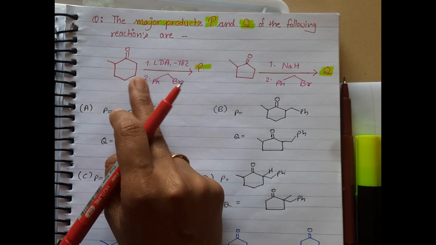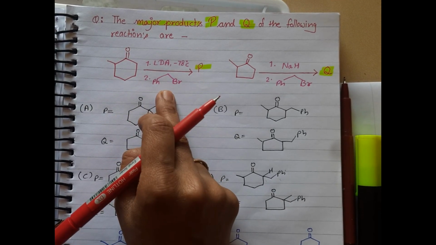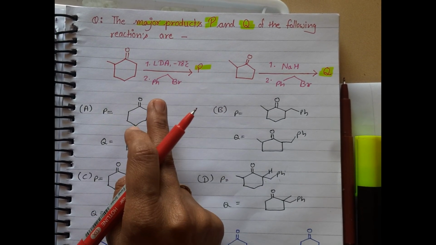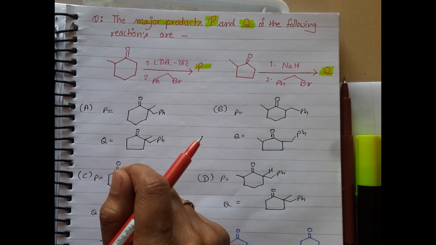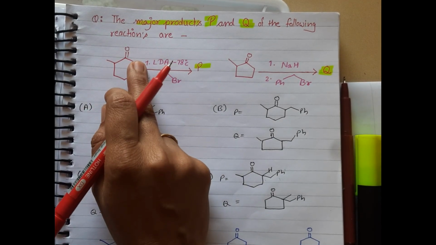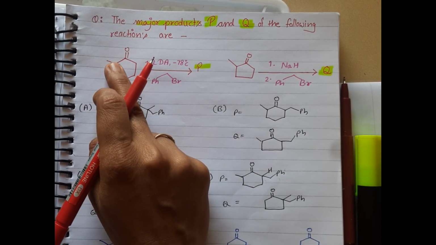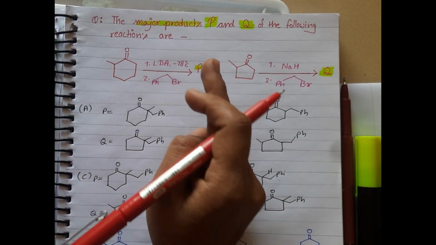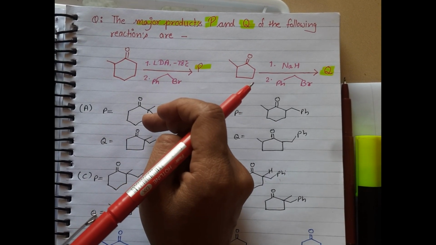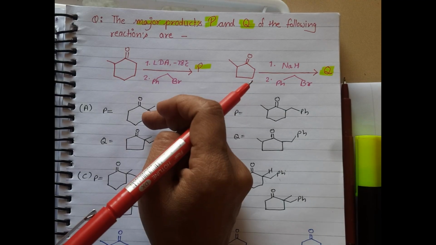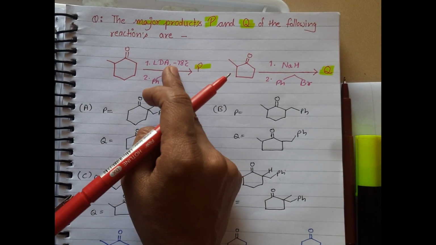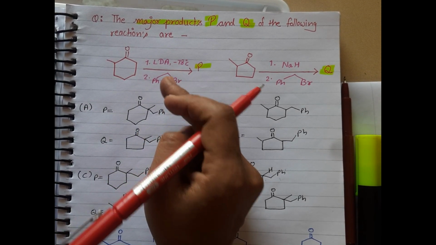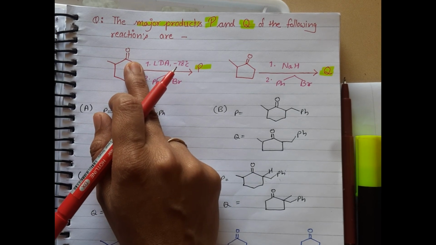We see the first reaction. The first reaction involves LDA at a low temperature, which is a strong base used for deprotonation. It will deprotonate the alpha carbon next to the carbonyl group to form an enolate ion, which is a very good nucleophile. LDA is a very bulky base, and its full form is lithium diisopropylamide. We use LDA for deprotonation. It is a very strong base and it abstracts the less hindered acidic proton.